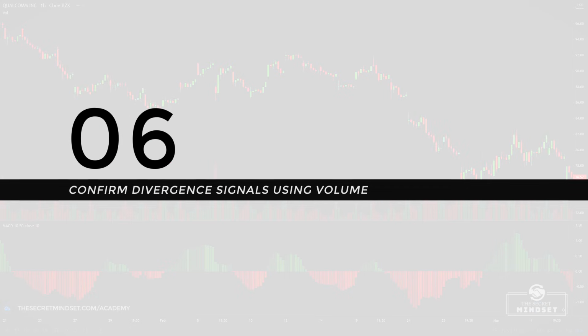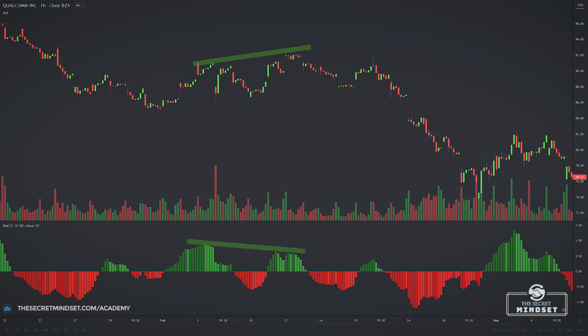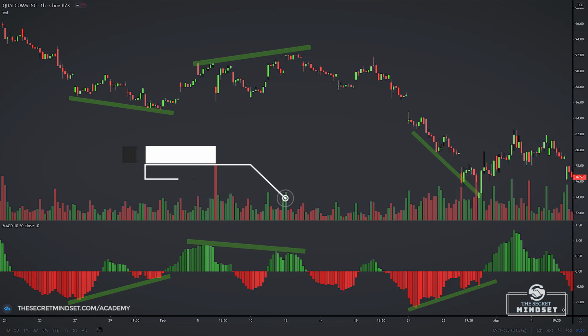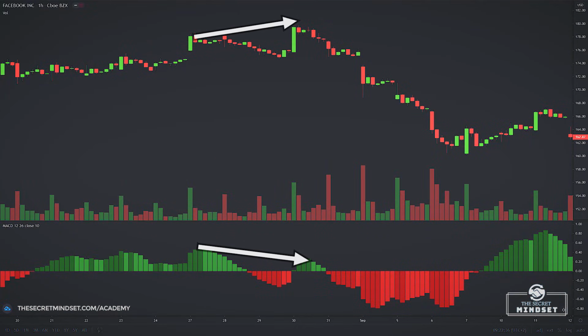Number 6. Confirm divergence signals using volume. Volume is one piece of information that is often neglected by many market players, especially the beginners. However, learning to read volume brings many advantages and could be of tremendous help when it comes to analyzing divergences. To correctly read the volume data, it must be seen in the light of what price is doing. So the implication of trading volume depends on the price movement.